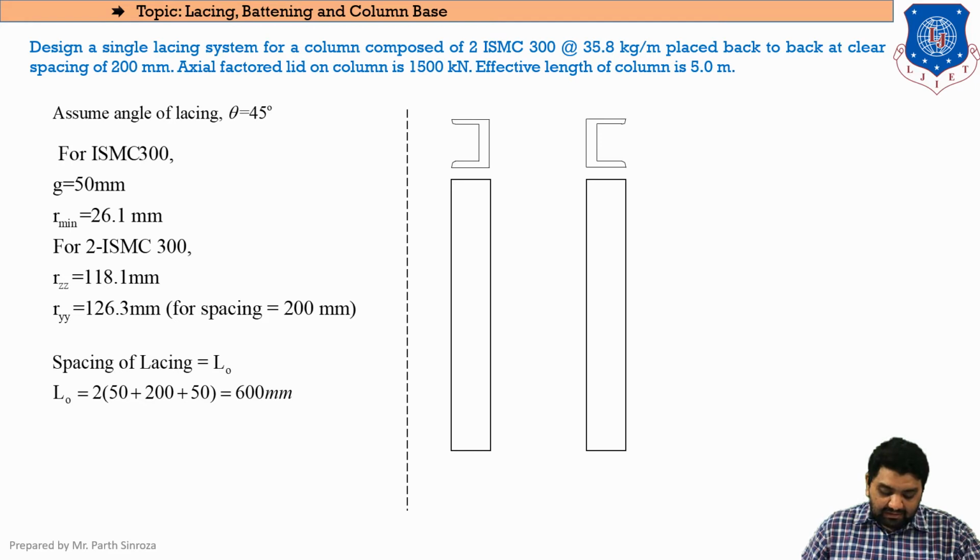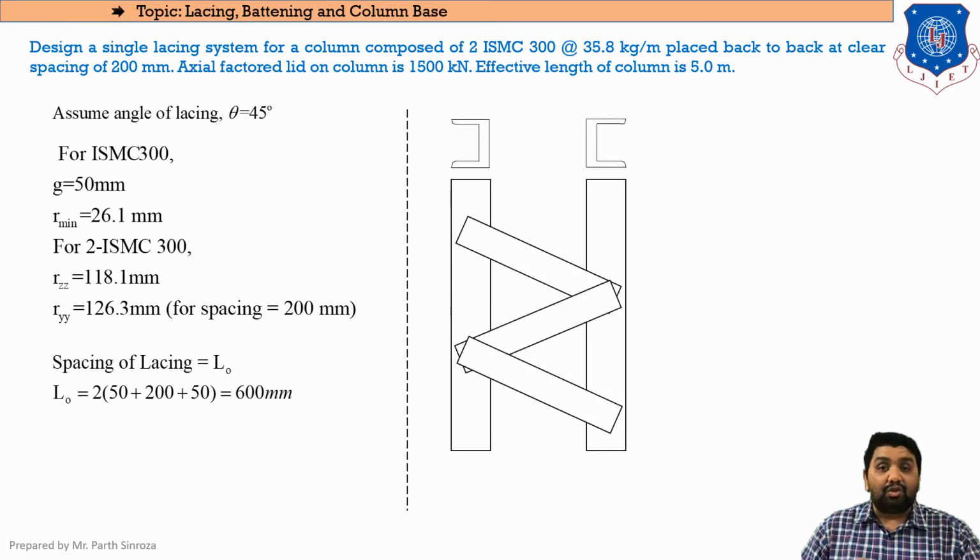As you can see here, these two are the elevational view of our channel section, as seen from the top view or the sectional view, and these are to be connected using lacings. So these zigzag plates are called lacings, and these zigzag plates are connected to the column sections via bolts. So these are the bolts that we'll be discussing. We need to find the number of bolts.